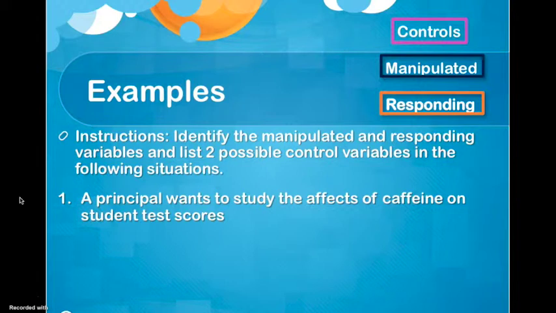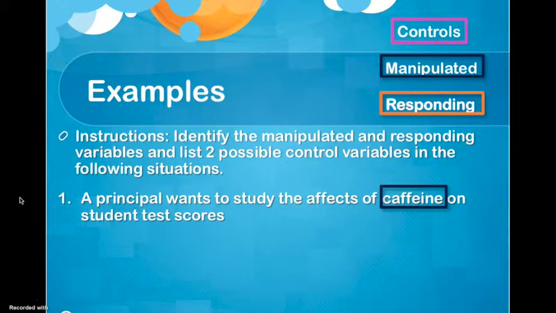So which would be the manipulated variable? What's the principal going to do? What's the principal as the scientist going to do? Okay, that's right, caffeine is the manipulated variable. So the principal wants to study the effects of caffeine. So the principal is going to probably give caffeine to some students and probably not give caffeine to other students. So caffeine becomes the manipulated variable.